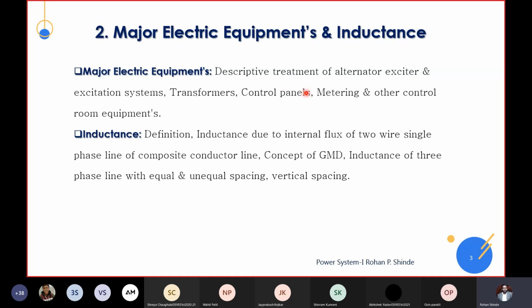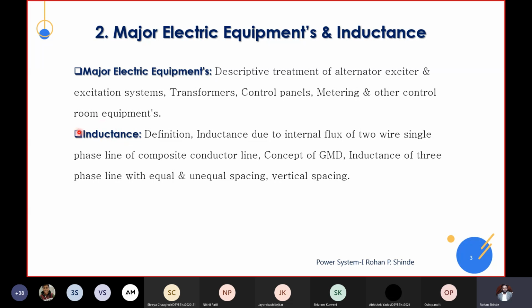Okay, after that, the last topic is nothing but metering and control room equipment. You know that, or you have visited the substation. In that substation, control rooms are there. Now we have to see what are the different equipments available in the control room. So these are the major equipments that we have to study in section number 1.